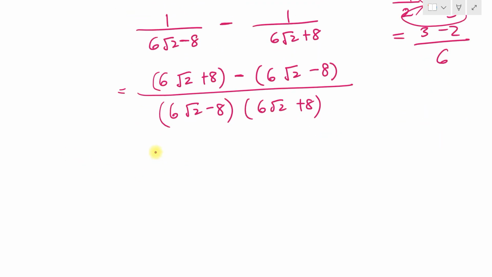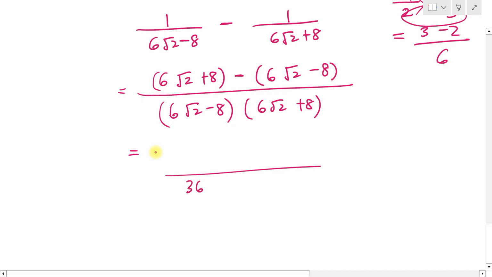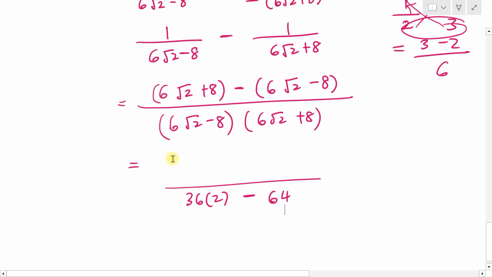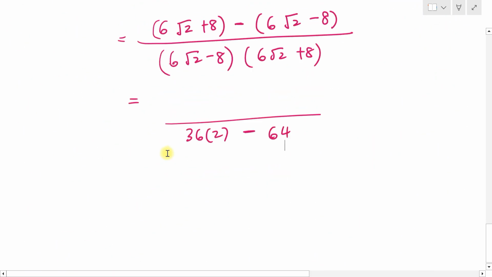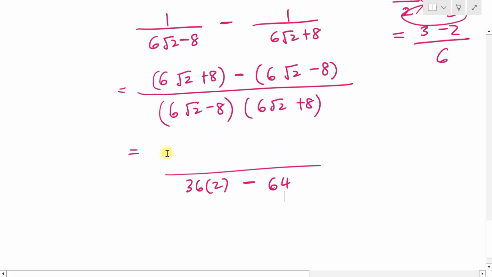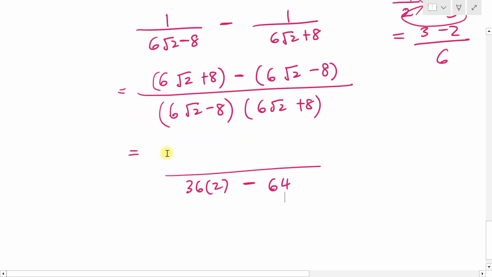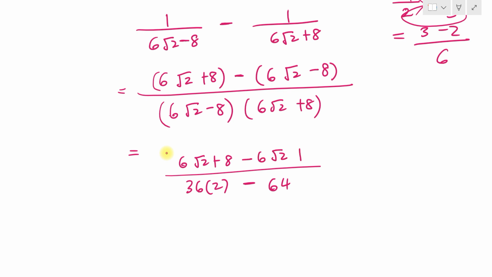Okay, so settle your denominator first. 6 times 6 is 36, and then surd 2 times surd 2 is 2, minus 8 squared is 64. What is the answer? 1, 2. Okay. 36 times 2, 72. Okay, correct. So 6 surd 2 plus 8 minus 6 surd 2 plus 8.